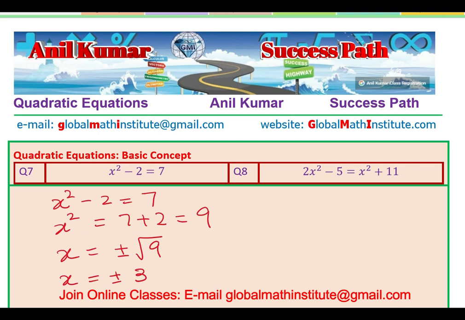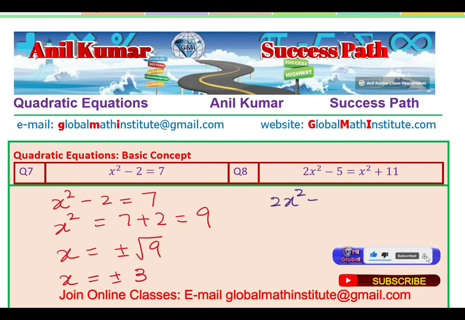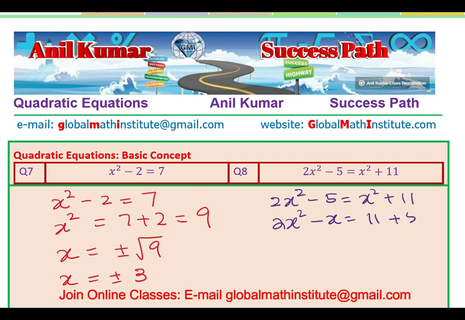Okay. The next equation. Now we have variables on both sides, numbers also on both sides. We'll bring them on one side and then solve. Here we go. 2x squared minus 5 equals x squared plus 11. So we could write this as 2x squared minus x squared equals 11 plus 5. Does that make sense? When you change the side, plus becomes minus, minus becomes plus.